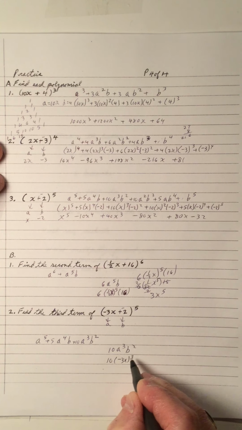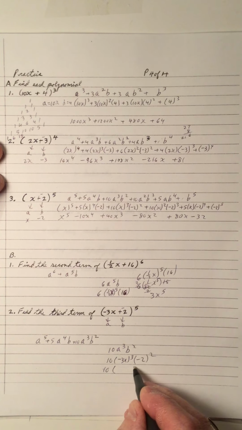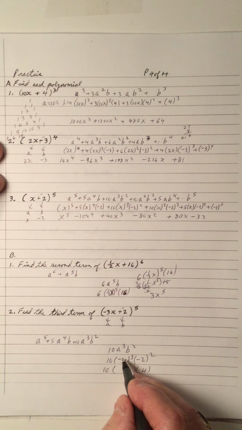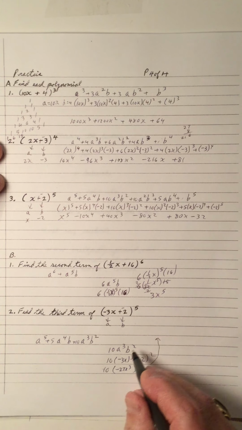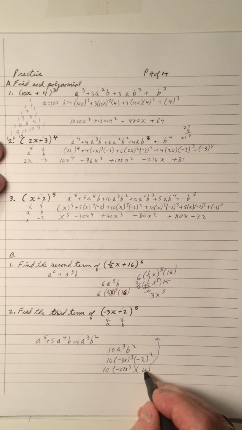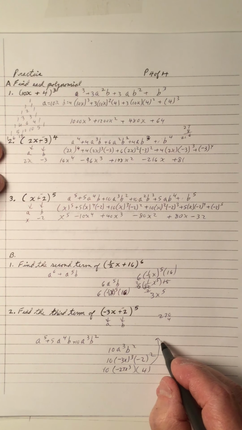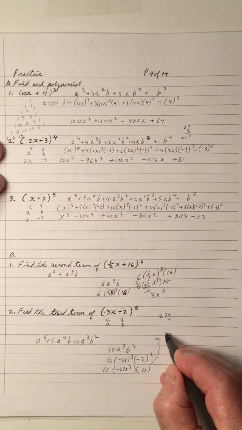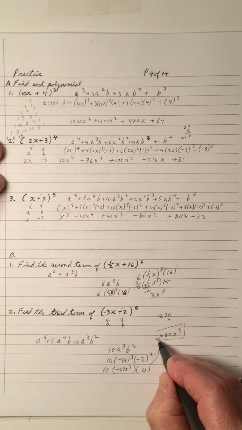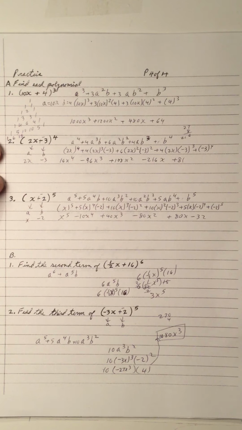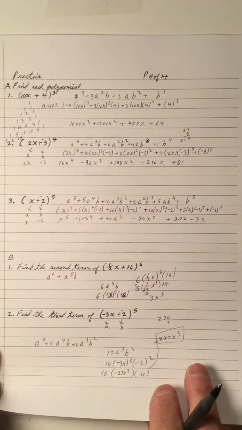So it's 10. So a is negative 3x, and b is negative 2. So that's 10 times negative 27x cubed times negative 2 squared, which is 4. So that term is 27 times 4, that's 270 times 4. And that amounts to 1080x cubed. Again, just extra practice, extra work. But if you haven't met it, then wait for next year. Don't get hung up on it.